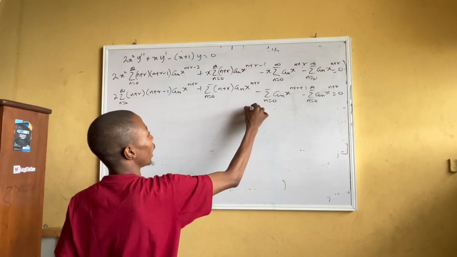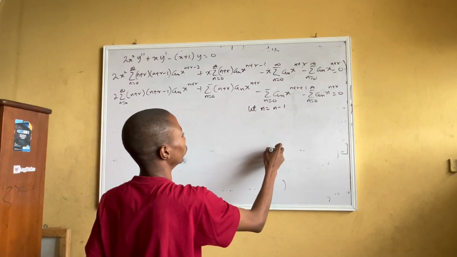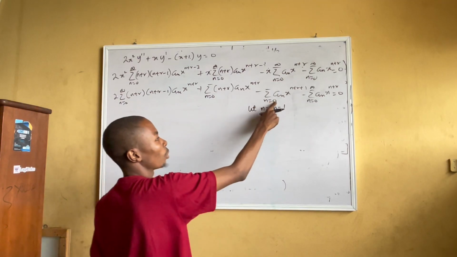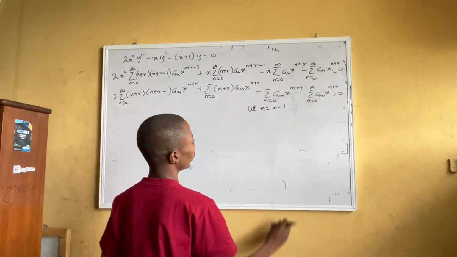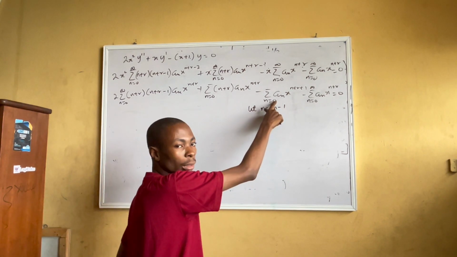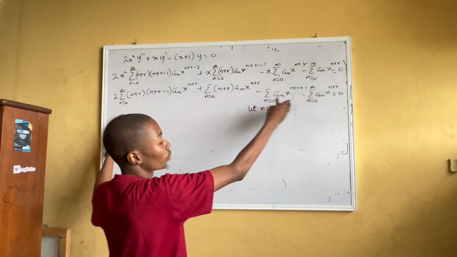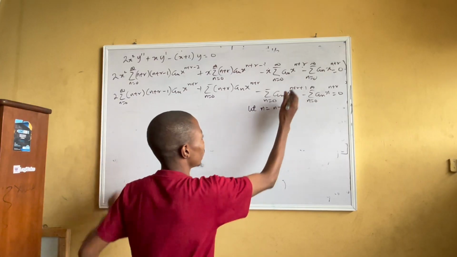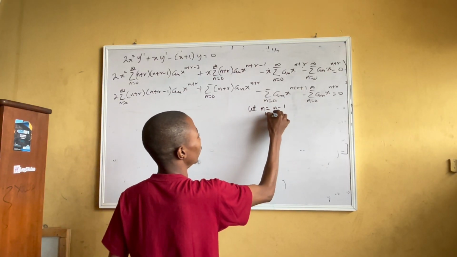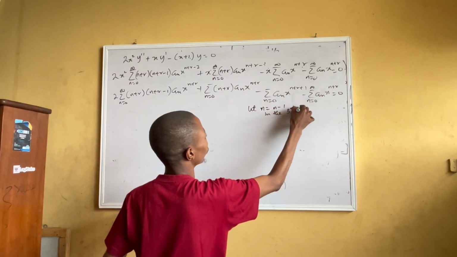Okay, let's say let n equals n minus 1 here. Let n equals n minus 1 in this third sum. I say let n equals n minus 1. This sum will now start from 1. Okay, this sum will start from 1, and then we are going to shift this one to start with 1 as well. So let n equals n minus 1 in the third sum. Is it the third sum? Yes, in the third sum.